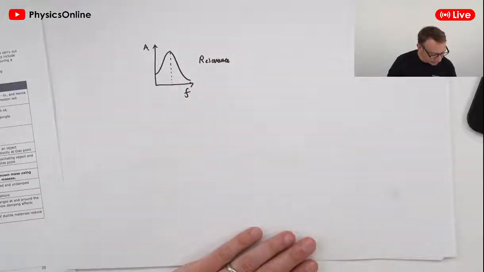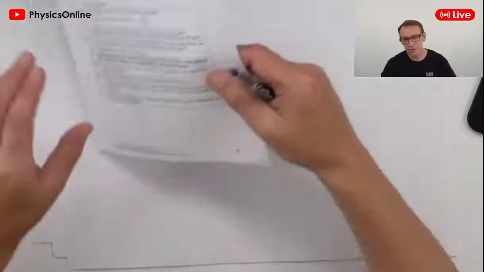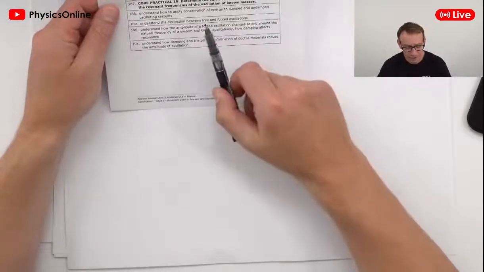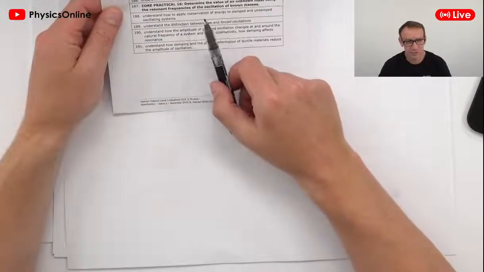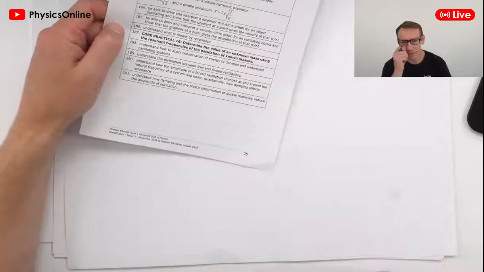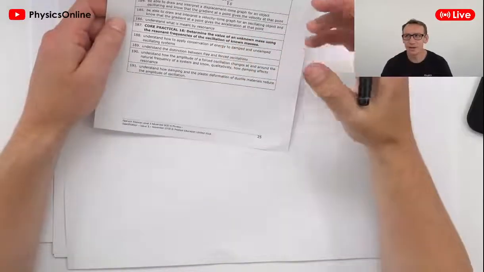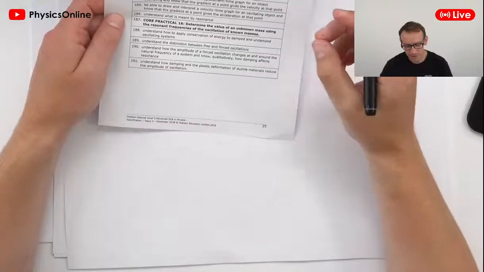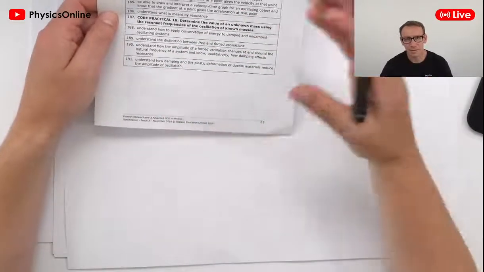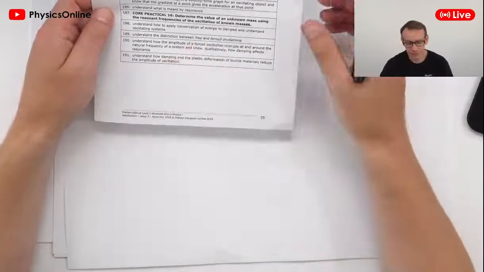And free and forced oscillations, I think we've done it. The last few statements on the spec are just quite wordy. It's like how to apply conservation of energy to damped and undamped oscillating systems. I guess energy is going to be dissipated in a damped system, because some of that kinetic energy is going to be transferred to other stores.